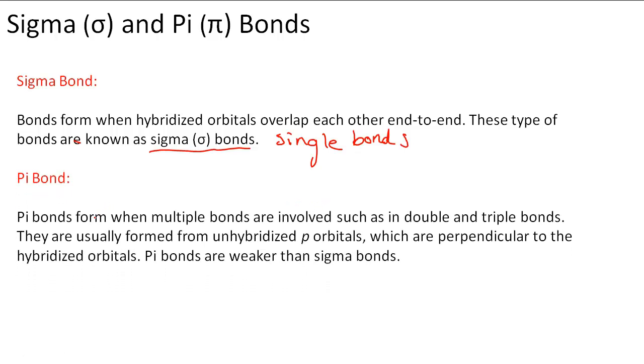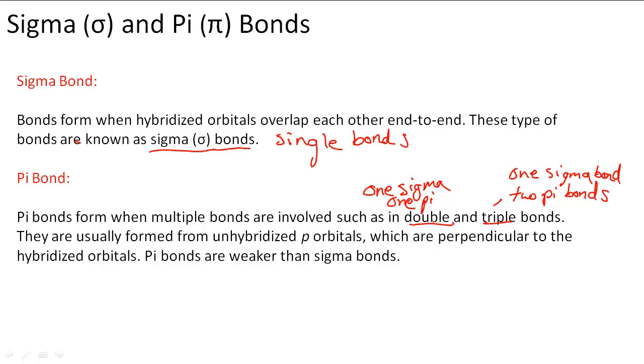Pi bonds are formed when multiple bonds are involved, such as double or triple bonds. So for single bonds, think about sigma bonds only. But when you have double bonds, you actually have one sigma and one pi bond. Or when you have a triple bond, you have one sigma and two pi bonds. So you have one sigma bond and two pi bonds when you have triple bonding.